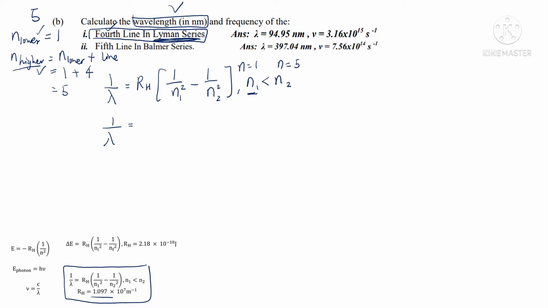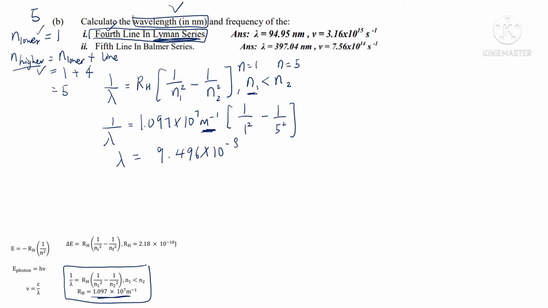The Rydberg constant that we need to use is 1.097 times 10 to the power of 7 per meter. n1 is 1, n2 is 5, and we should get our wavelength in meter because the Rydberg constant is having unit per meter. So that is equal to 9.496 times 10 to the power of negative 8 meter.